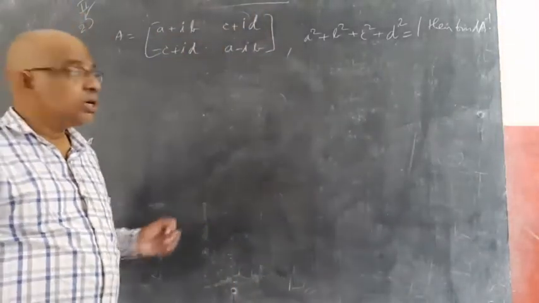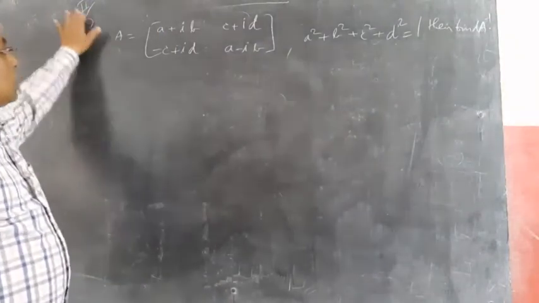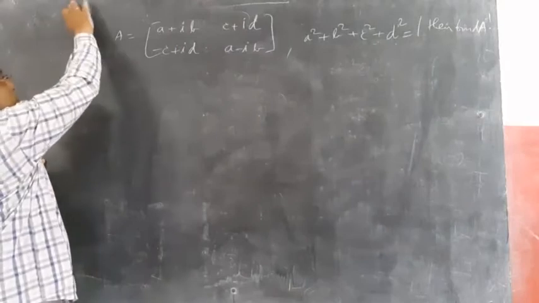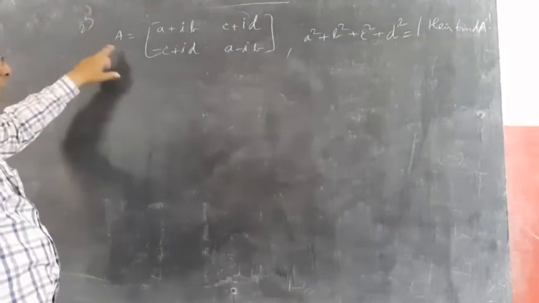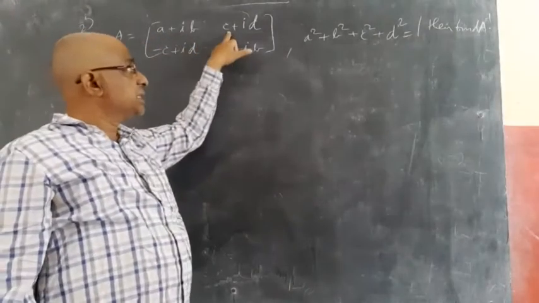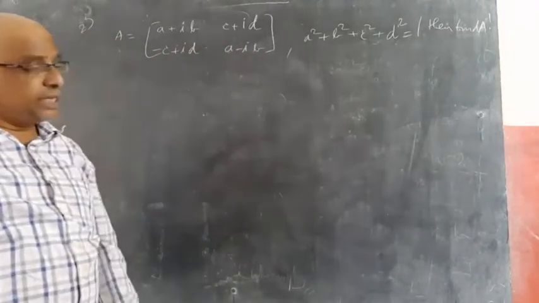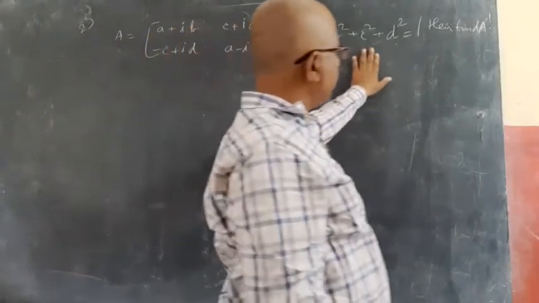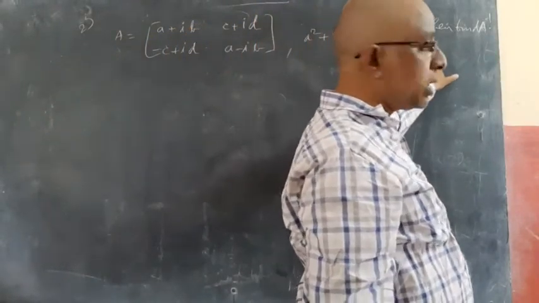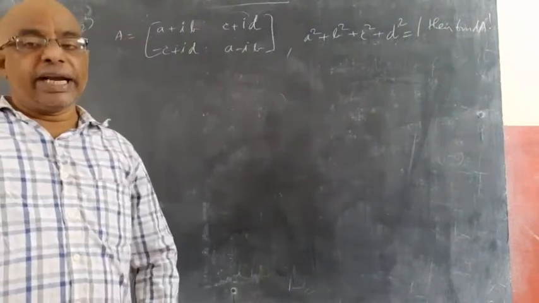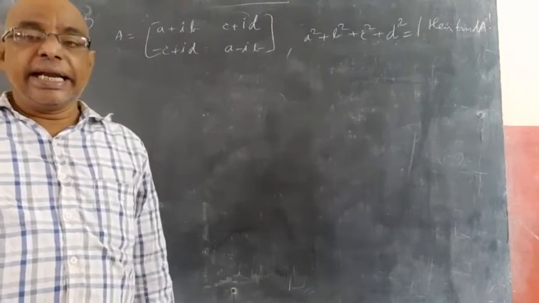Next one, second one. First row, one. Second one. A equal to [A plus iB, C plus iD; minus C plus iD, A minus iB], and A square plus B square plus C square plus D square equal to 1. Then find A inverse. Before finding A inverse, we need to find determinant A first.